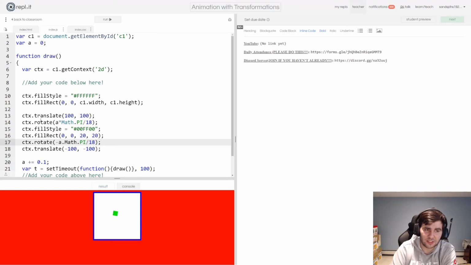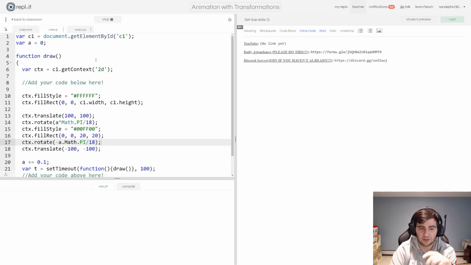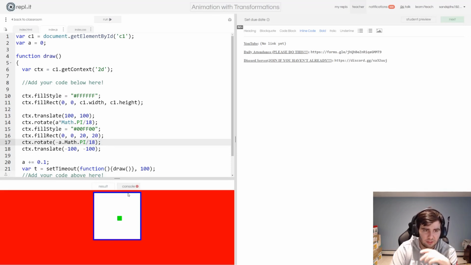So I did translate, then rotate. Then when I want to undo it, well, my most recent one was rotate, undo that one first, then undo the translate. All right, so now this should be a nice even turn. As long as, this should be times. That's why it's giving me an error. So now this will turn nice and slow around that point.